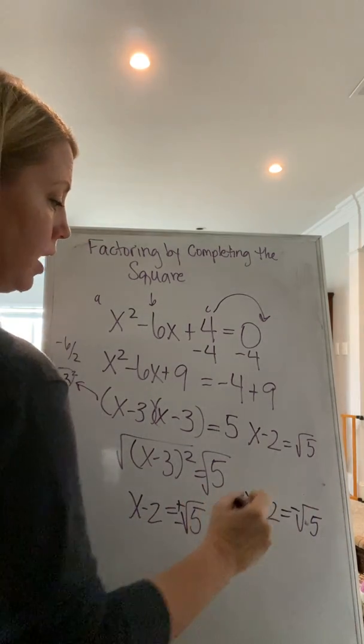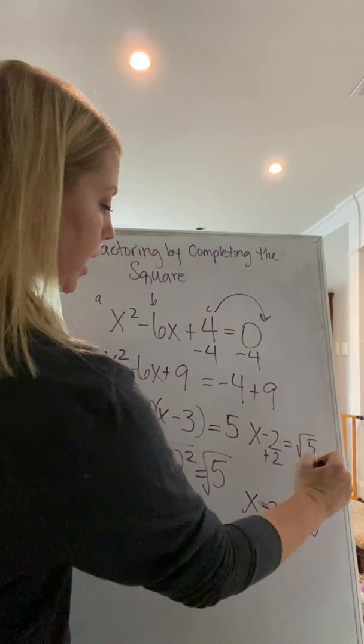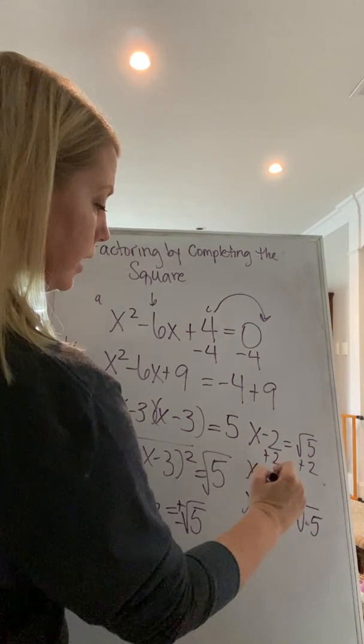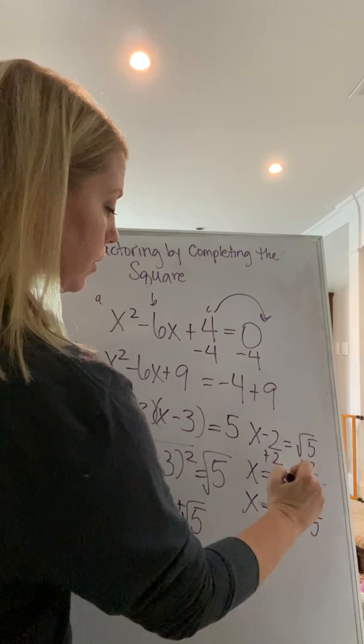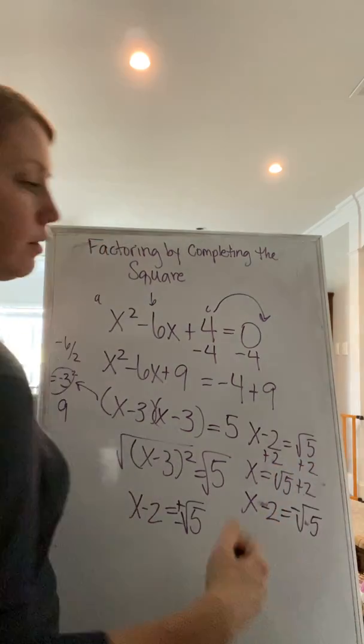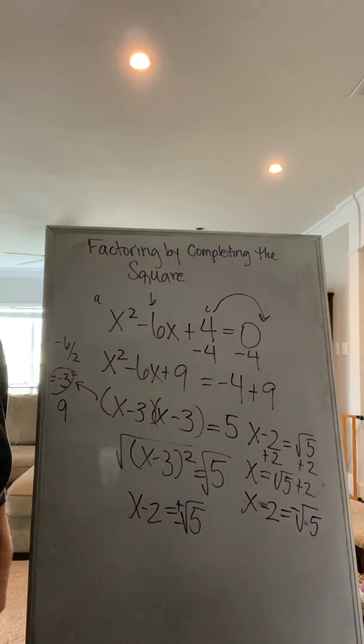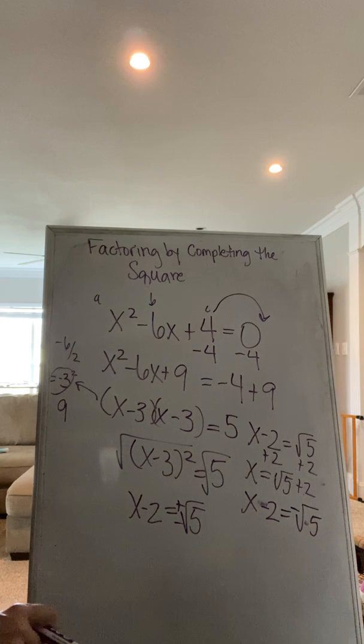Negative on the outside. So I'm going to add my 2 to both sides. So now my answer is going to be x equals square root of 5 plus 2. That's as good as I'm going to get. I think even in the workbook they say that. Yep.